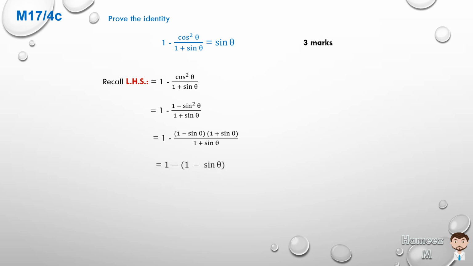So that we'll be left with 1 minus sine theta. And if we distribute the minus 1 across the brackets, it'll give us 1 minus 1, which is 0, plus sine theta. So we'll be left with sine theta, which is equal to the right hand side. As such, we have completed the proof.